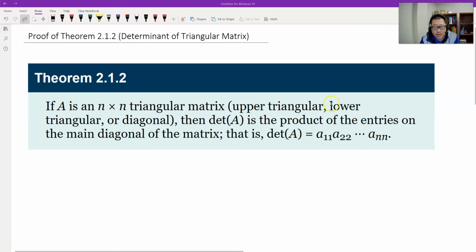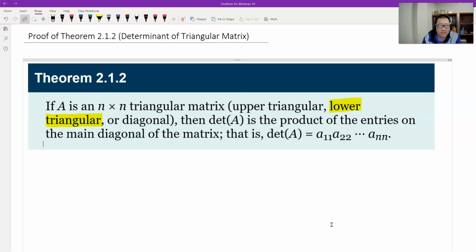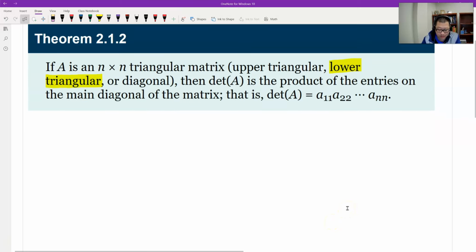The proof for either case is the same. So let's prove the lower triangular case. If we transpose the lower triangular, we get an upper triangular, right? So if we prove the lower, then the upper triangular is the same. Of course, the diagonal is just a special case of the lower triangular, so it's the same, right? So, proof.